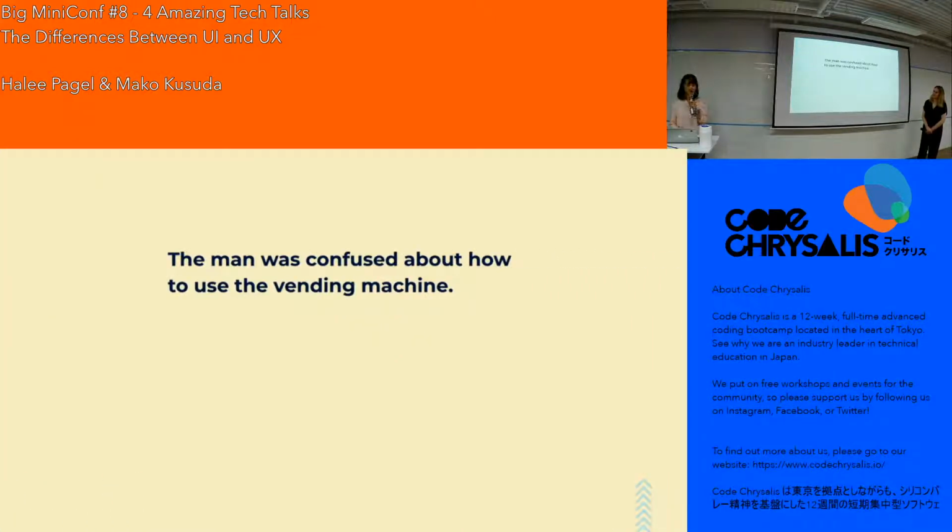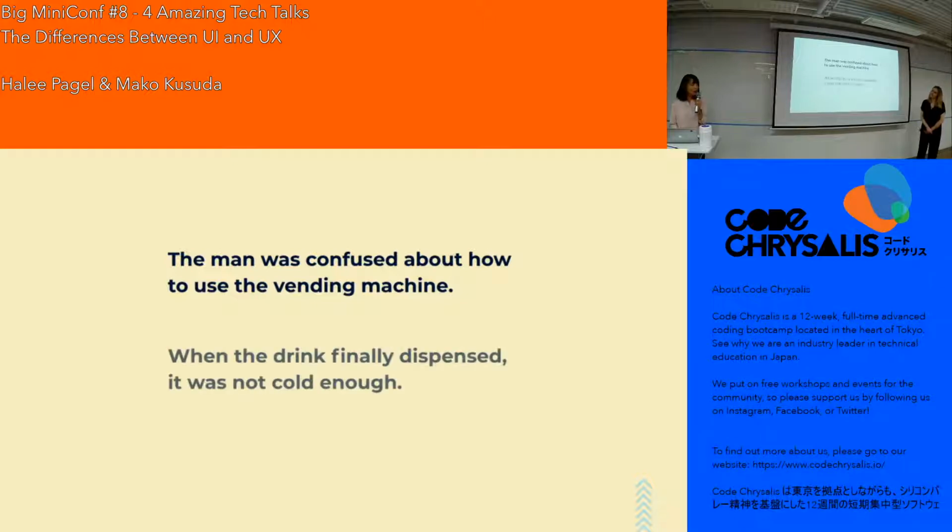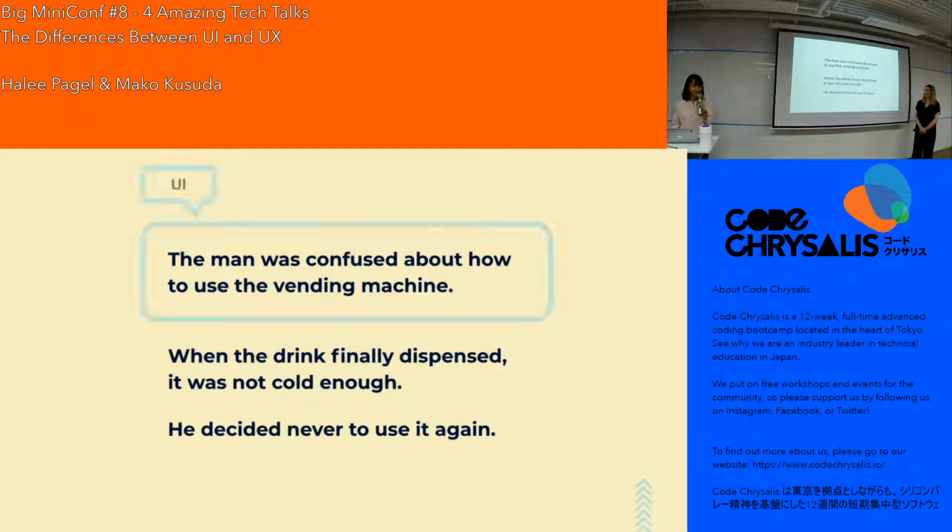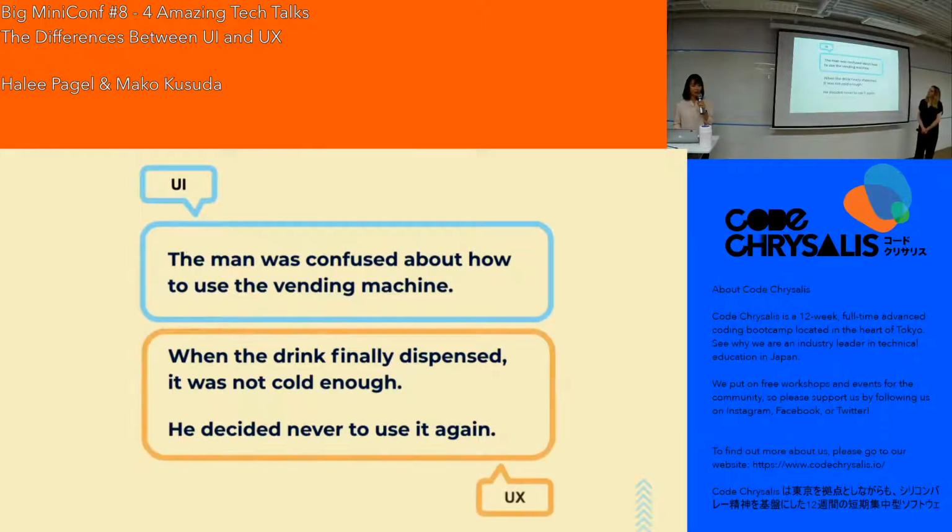In this story, the man was confused about how to use the vending machine. When the drink finally dispensed, it was not cold enough. He decided never to use it again. Let's separate them into UI and UX. This is very implemented UI. This part left the man with a bad impression of a vending machine, and it is UI.